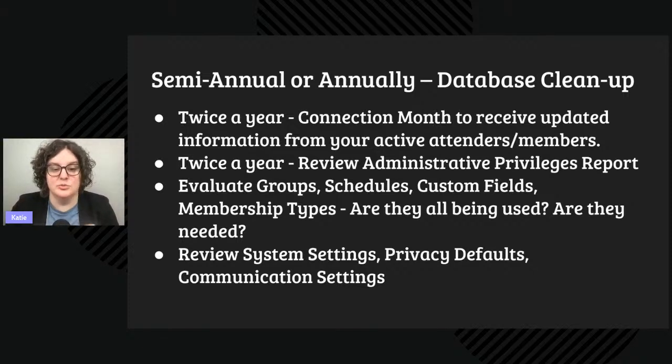Twice a year, we also review admin privileges. So that admin privilege report is something we do twice a year, unless, this past year we did a restructure. So a lot of people changed roles, people left, new people came on staff, and we needed to run that right away. So that would be an instance where we do that. But we try to do that twice a year.